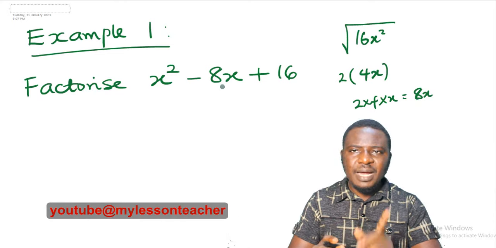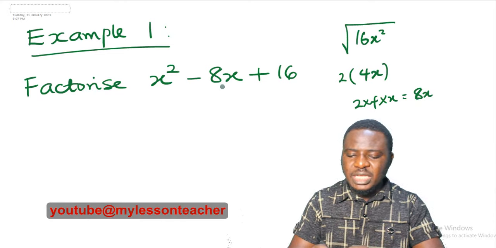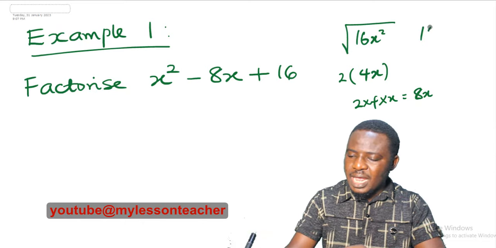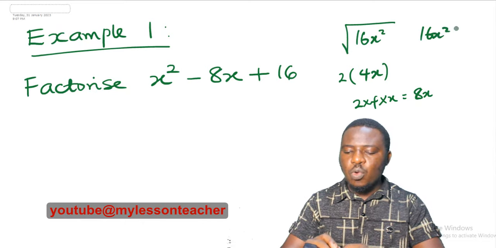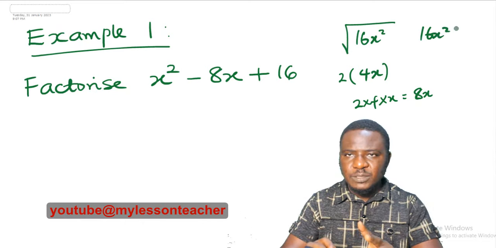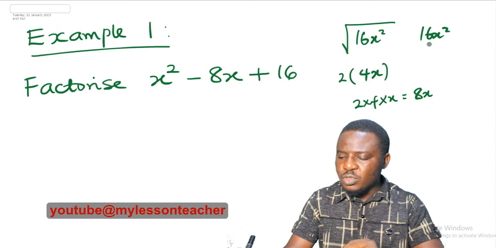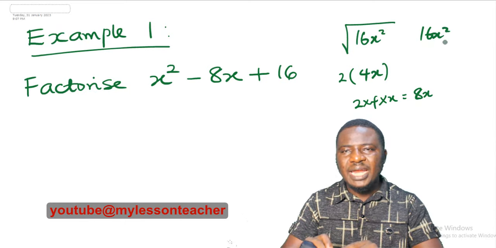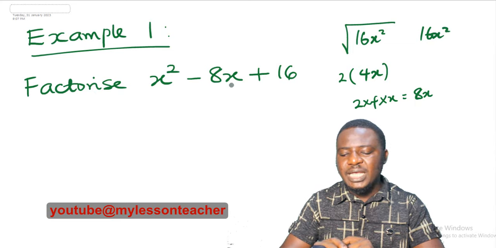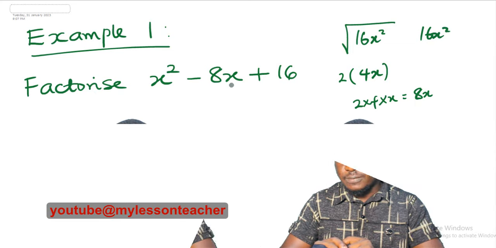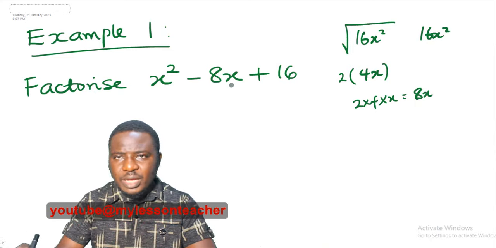So how do we look for these 2 factors that we can use to replace the middle term? Multiply the first term and the last term together, that gives us 16x squared. So what we are going to do now is to look for 2 terms that when you multiply them together, it gives you 16x squared, and when you add them together, it gives you minus 8x. So how do you get them?